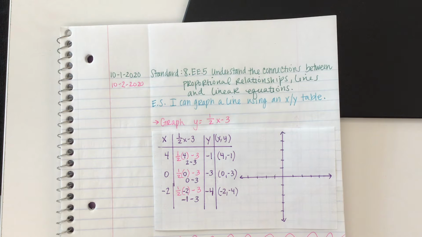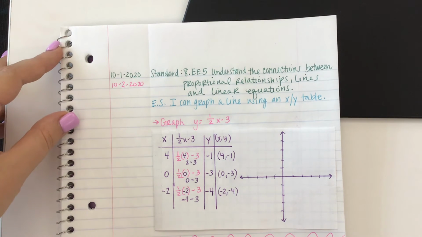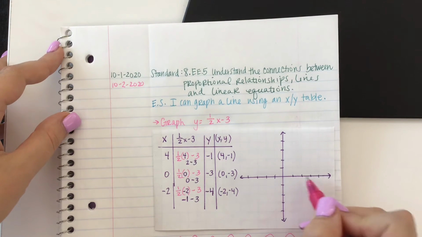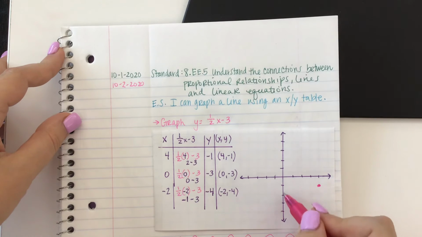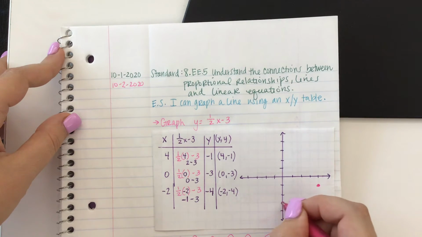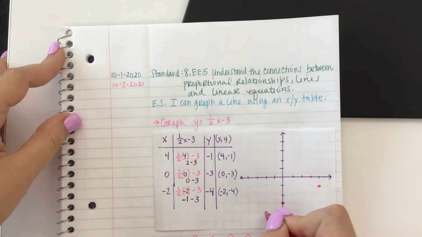And then we're going to go ahead and plot our points. So 4 comma negative 1. 1, 2, 3, 4, negative 1. 0, negative 3. And negative 2, 1, 2, 3, 4, negative 4.